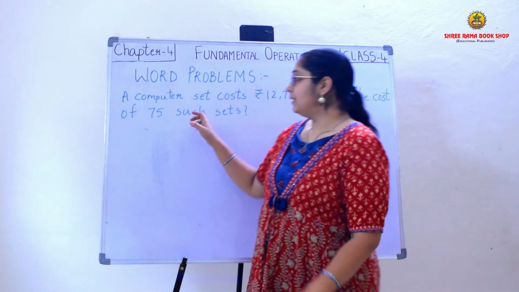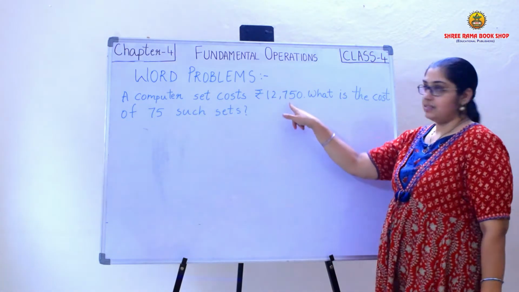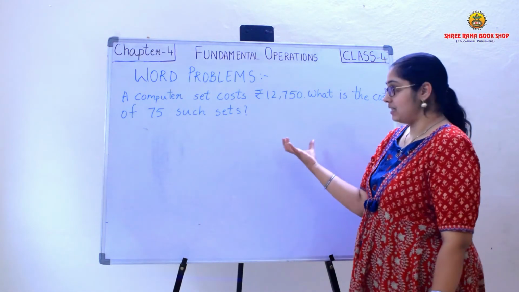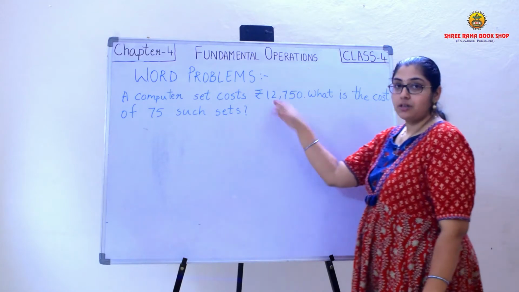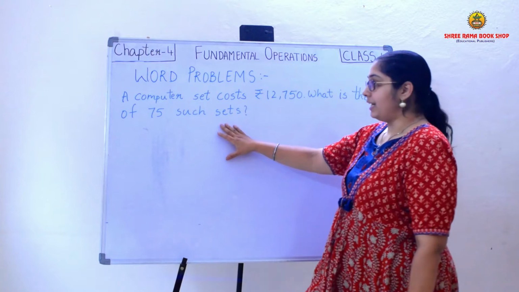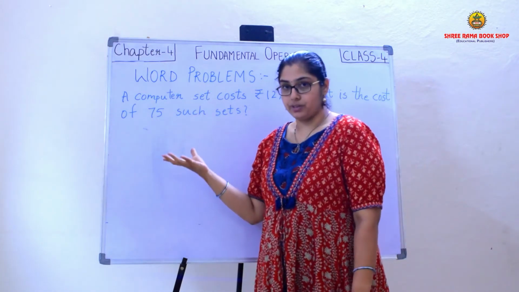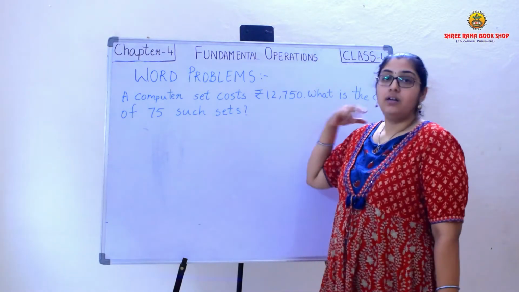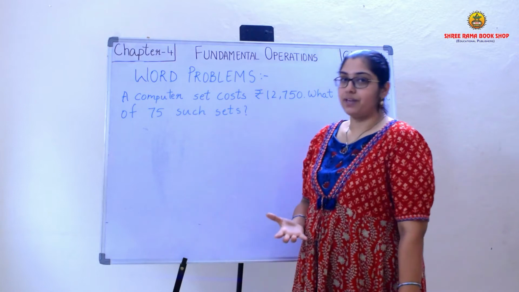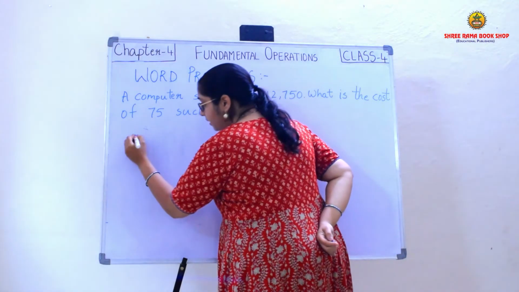I have an example. A computer set costs rupees 12,750. What is the cost of 75 such sets? So here we have the cost of each computer, and it is asking to find, if we buy 75 sets of computers, what is the amount that we need to pay, or how many rupees will it cost? So first we will start with the statement.